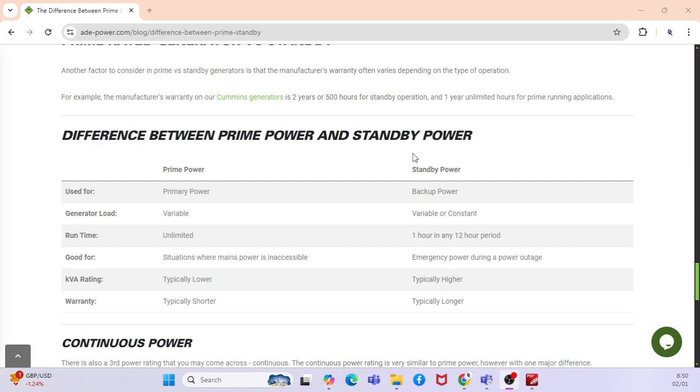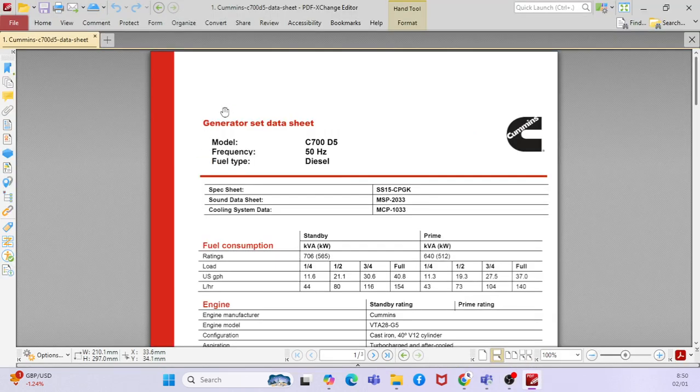Generators have three types of ratings. You can call them standby rating, prime rating, and also continuous rating. If you go to the data sheet, this is from one of the manufacturers, you can refer to the data sheet. Whenever you make the selection of that particular capacity, the capacity will be calculated by the electrical engineer based on the project requirement. This will vary.